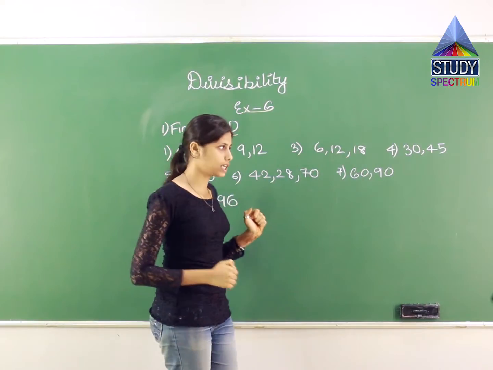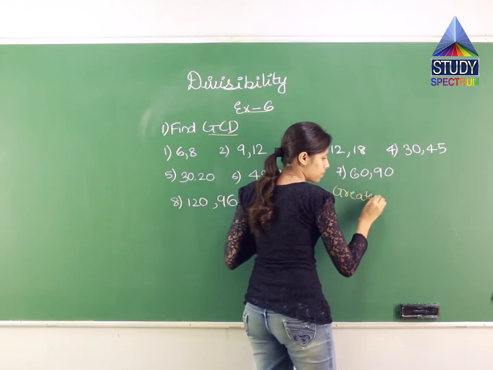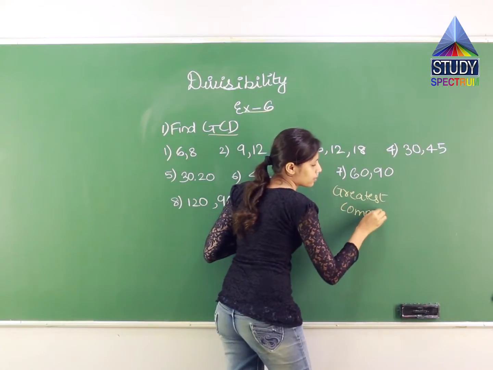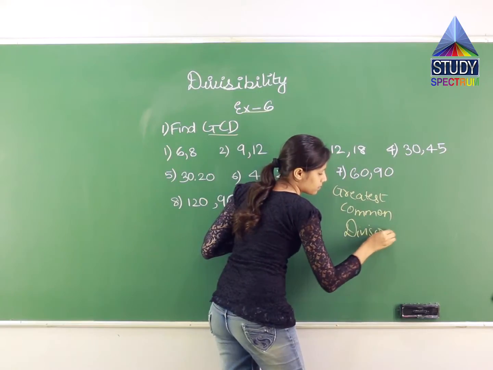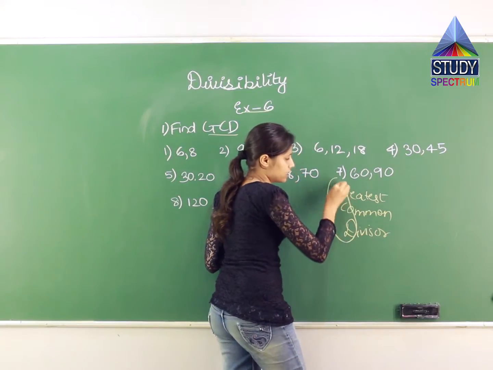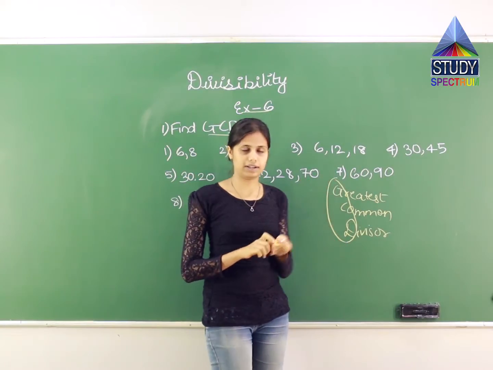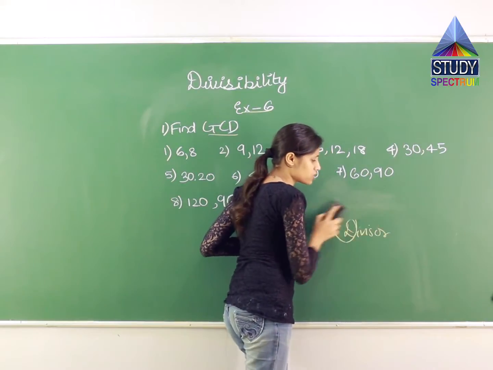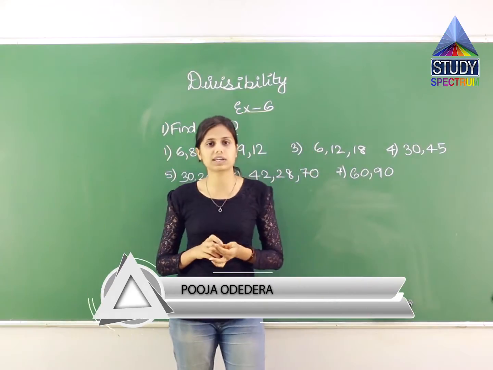So GCD is greatest common divisor. That is GCD. Can you see? So greatest common divisor. We know the full form of GCD. But what does this greatest common divisor mean? We have already learned in the previous exercise what is a divisor.